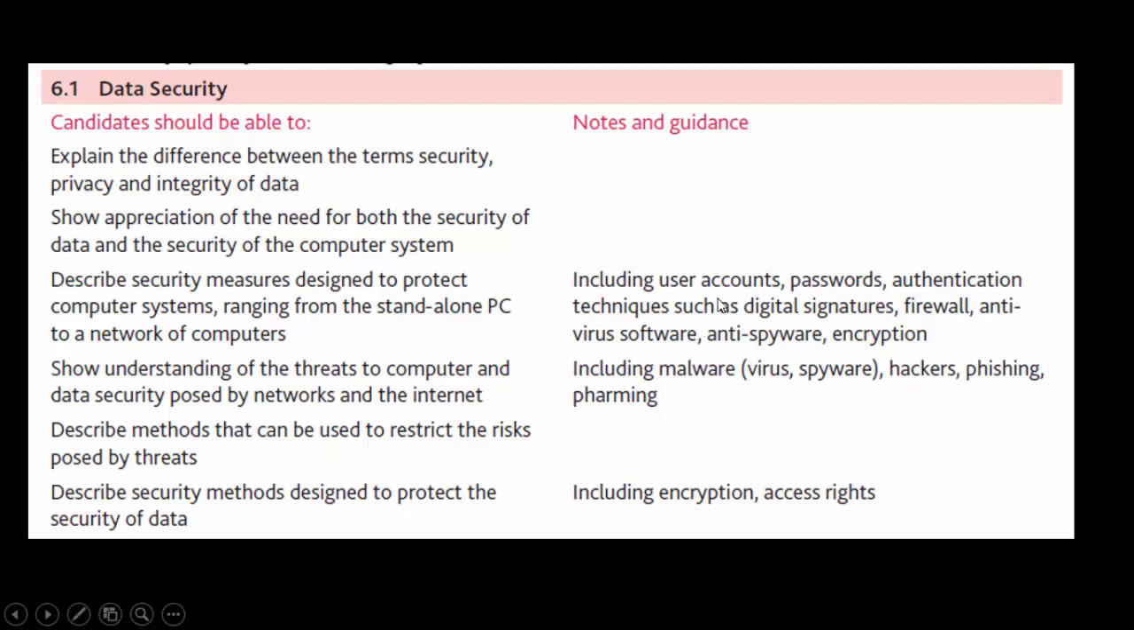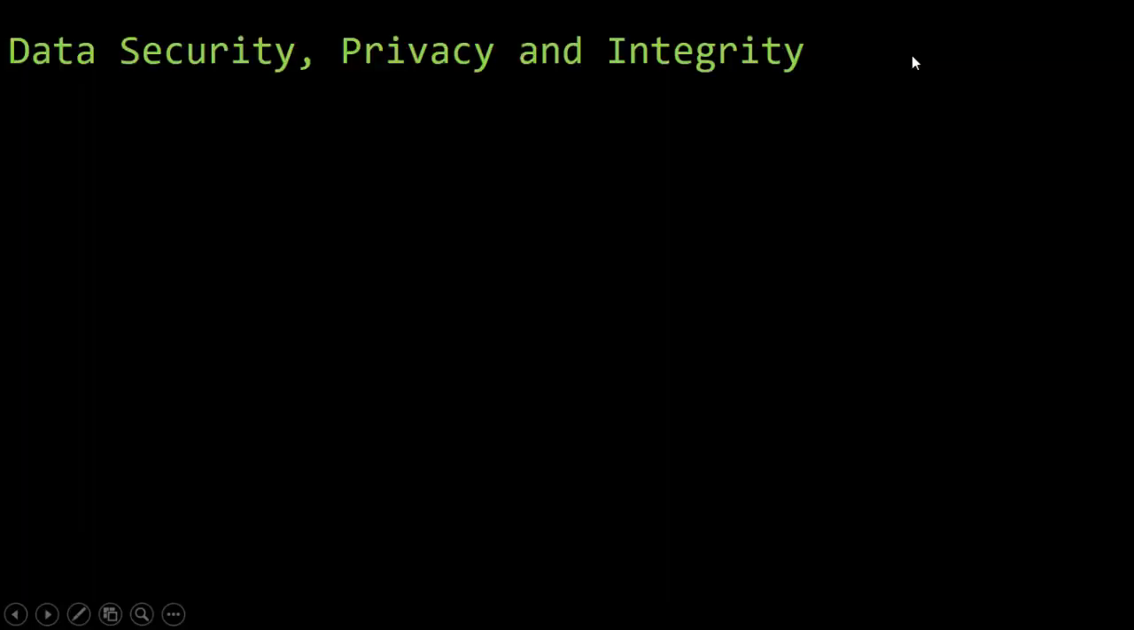And then they want us to talk about user accounts, passwords, authentication techniques such as digital signatures, firewall, antivirus software, anti-spyware, encryption, malware, virus, spyware, hackers, phishing, pharming, encryption, access rights. So we'll be diving deeper into those in class, but let's go ahead and get some background so when we dive into class this will make a little more sense.